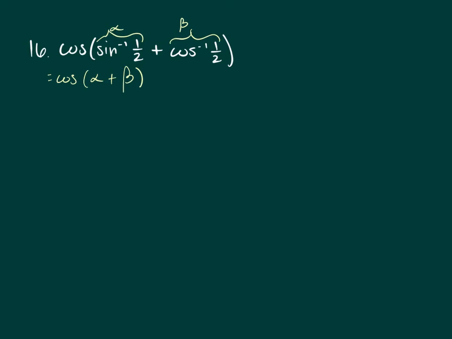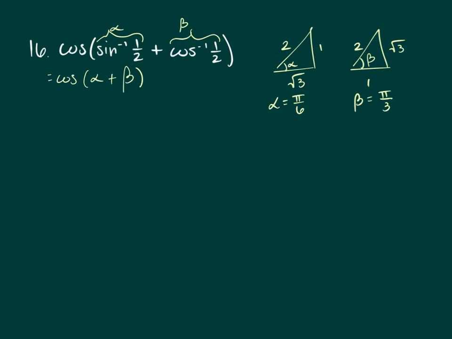Okay, and so I'm going to draw my triangles. I'm in quadrant 1 for each of these, right? Because they're both positive here. So I've got 1, 2, and then 1, 2. Pythagorean tells me that this is going to be square root 3 and square root 3. And what's nice is that this matches a triangle where alpha is pi over 6 and beta is pi over 3. So I'm going to replace alpha with pi over 6 and beta with pi over 3, and you can double check those answers from your unit circle.